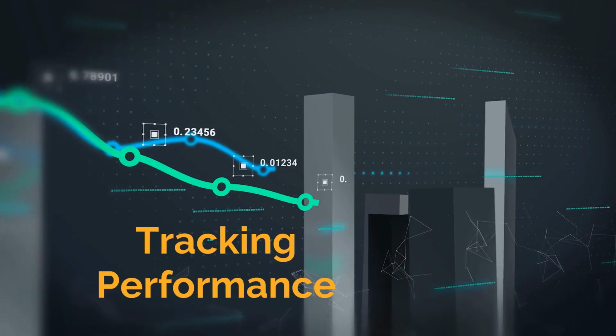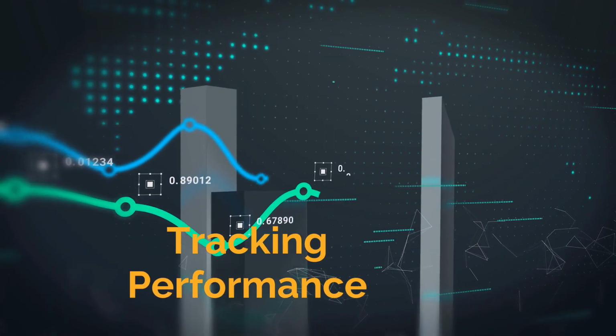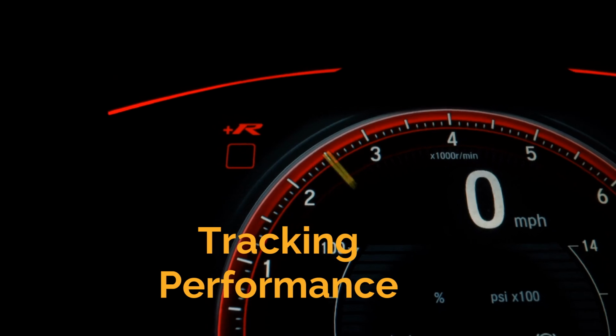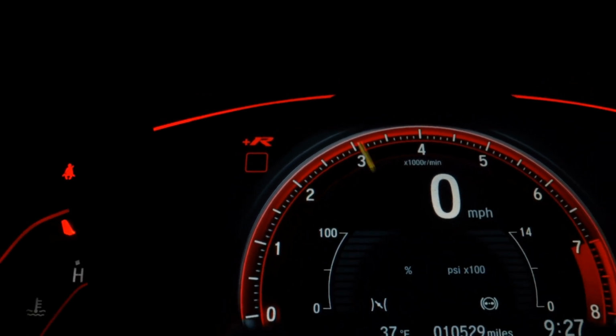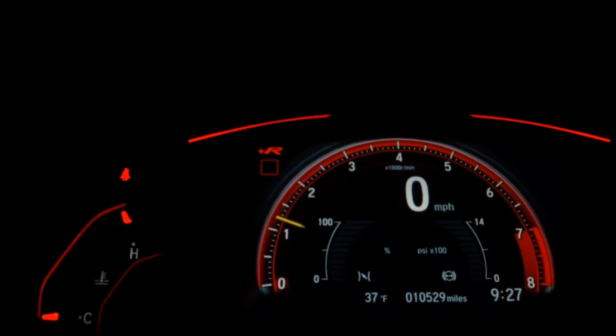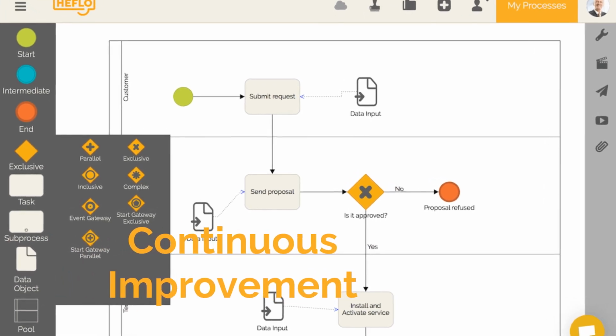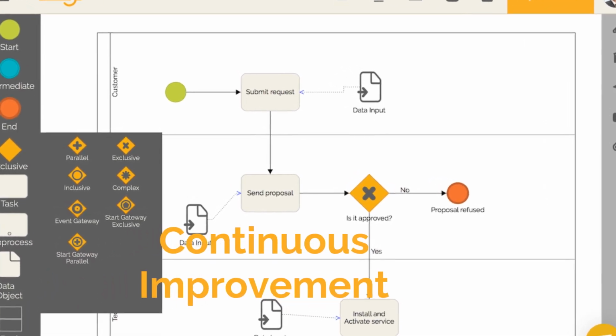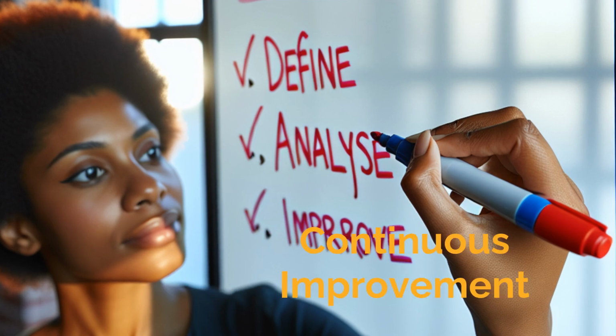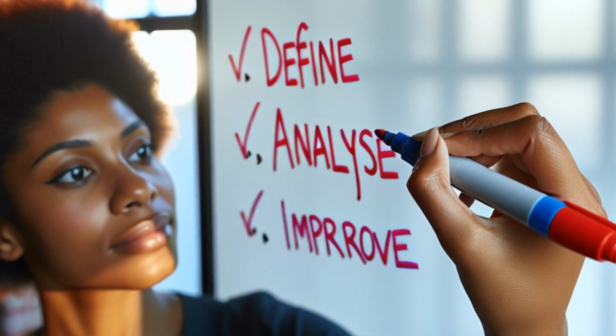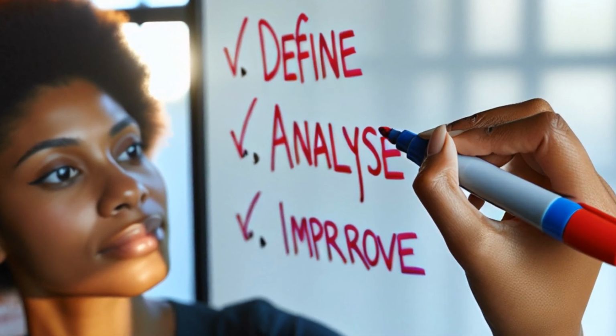In the monitoring stage, the performance of the processes is tracked using various metrics and KPIs. This helps in identifying areas that need further improvement. Finally, the optimization stage focuses on refining and enhancing the processes based on the data collected during monitoring. This iterative approach ensures continuous improvement.